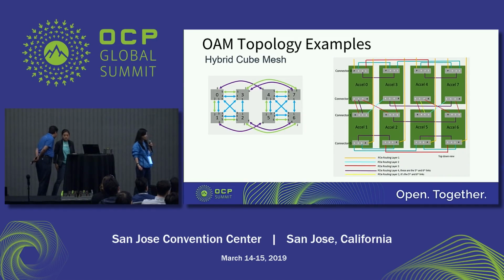And for 6 links, we also have, maybe you're familiar with this since we already have some product coming out, with a hybrid cube mesh. This is also one of the popular topologies, which is different from almost fully connected.